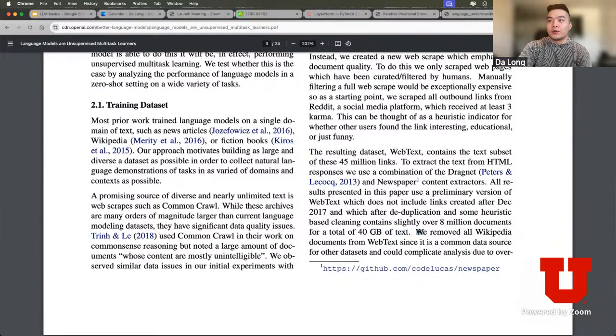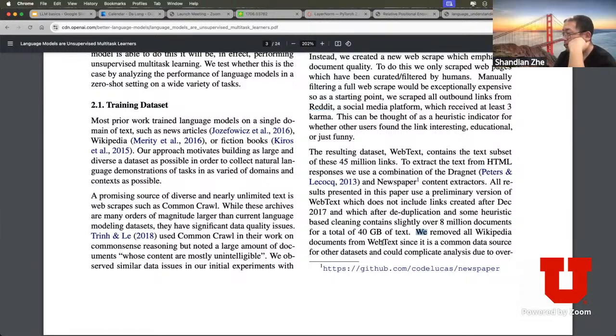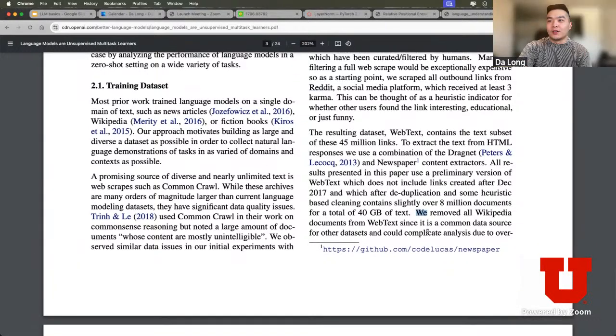And also they removed all of the Wikipedia documents. Oh, really? Why? I don't know, but I know Meta's Llama uses Wikipedia documents.